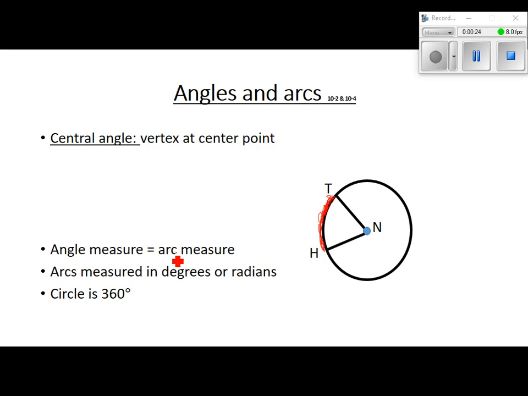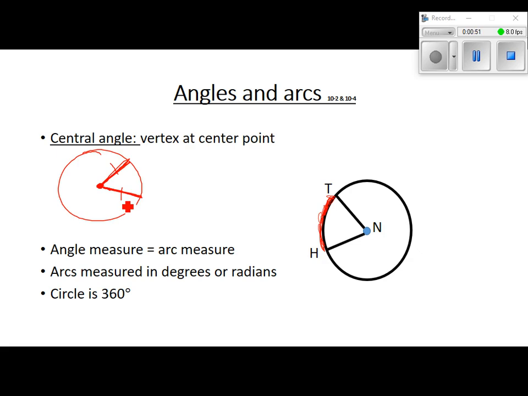We talked about central angles before. Anytime you have a central angle, in relationship to a circle, you have the center point of the circle. A central angle always has its vertex at the center of the circle. Notice that the sides of this central angle are 2 radii, so they're always going to be congruent to each other. That's something that we're going to use down the road.